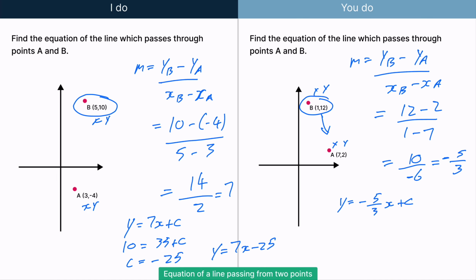And I'm just left with the y-intercept now. So with the y-intercept, I'm just going to pick one of these points, substitute them in there, and get my answer. So I'm just going to go with b. So if I substitute b in here, that's going to be 12. It's 5 over 3 times 1 plus c.